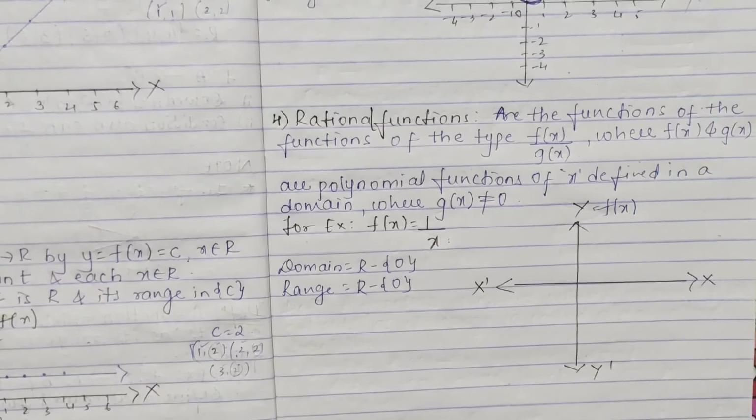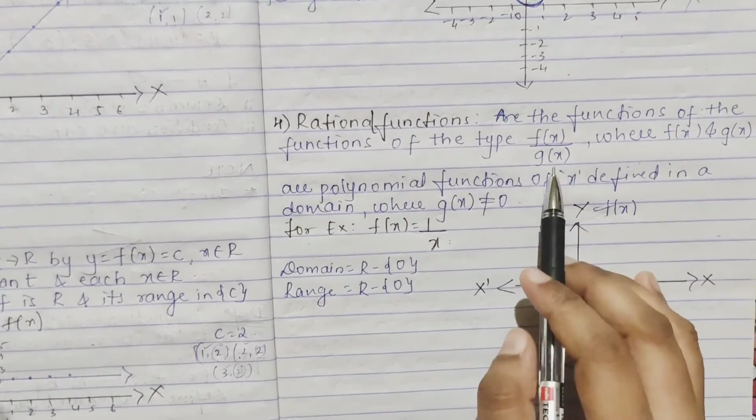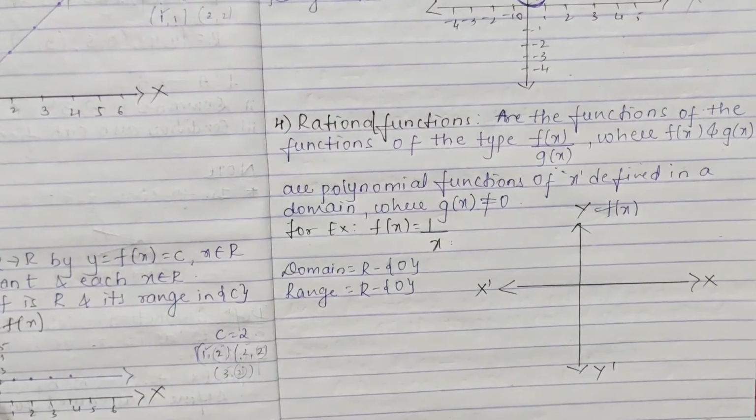Next you have rational functions. You have studied rational functions, which are in the form of p by q. So it is written as f of x by g of x only, where g of x should not be equal to 0. Your denominator should not be equal to 0. You have studied about this.